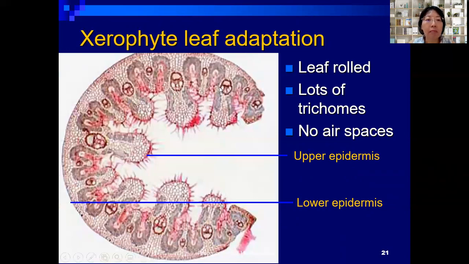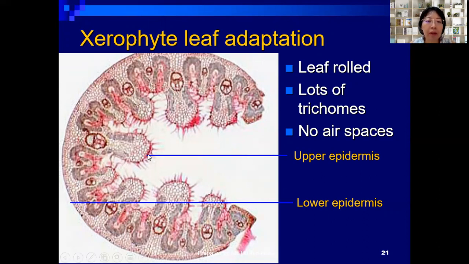This is the marram grass where the leaf has already rolled up. Can you see the leaf already rolled up? And can you see there are lots of trichomes in the inner surface of the rolled leaf? This is outer surface, this inner surface. A lot of trichomes, and there are no air spaces inside the cell. Inside the leaf, you cannot find any air spaces. So these are all the adaptations to reduce water loss.